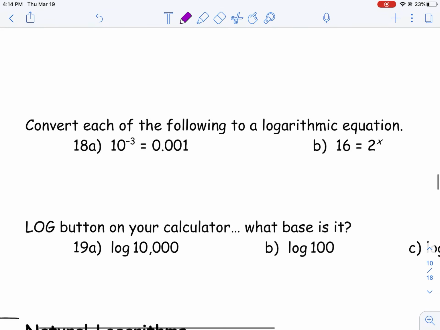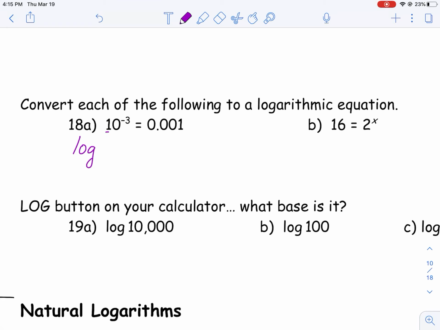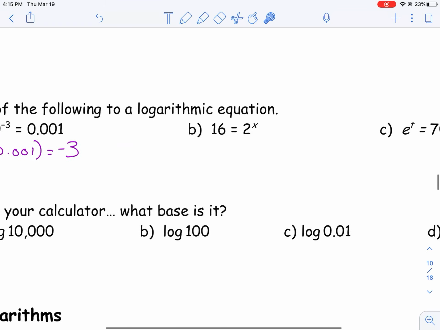Well, this isn't any harder. You just write log base. What's my base? 10. 10 is my base. Remember, logarithms, I'm putting the product here, and the exponent is on the other side. Logs are always looking for what is the exponent. So when I take 10 to the negative third, I get 0.001.